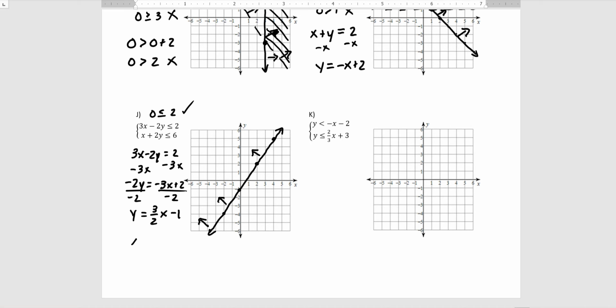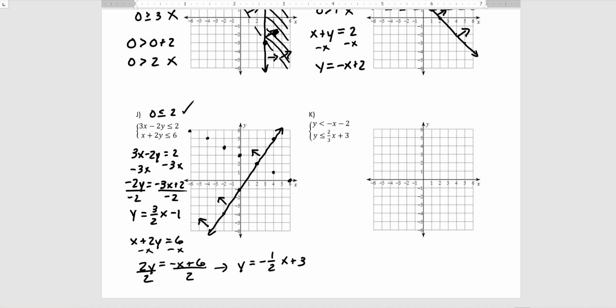Let's try x plus 2y is less than or equal to 6. All right, so I need to subtract x. When I do that, I get 2y equals negative x plus 6. I can divide by 2, and that tells me that y equals negative 1/2 x plus 3. Plus 3 is right here. Down 1, right 2, down 1, right 2, down 1, right 2, up 1, left 2, up 1, left 2, up 1, left 2. Fantastic. Y equals negative 1/2 x plus 3.